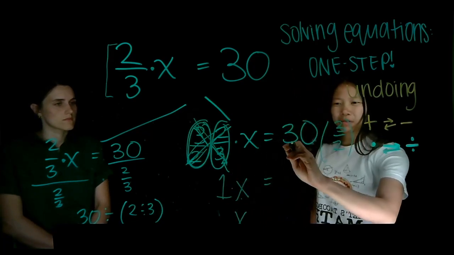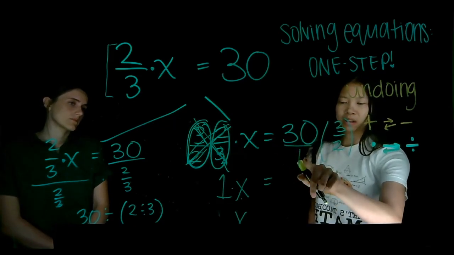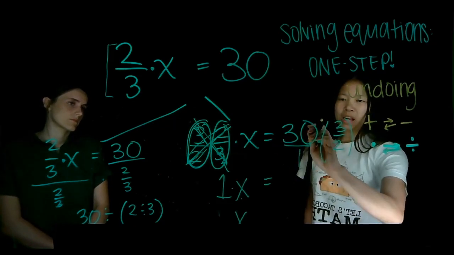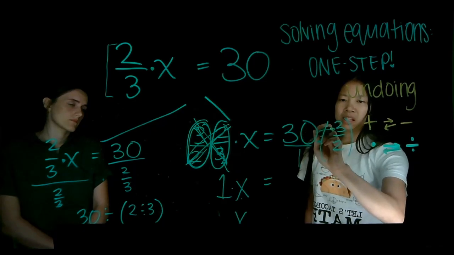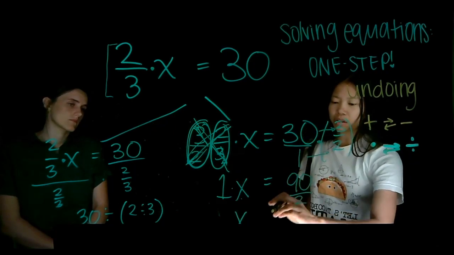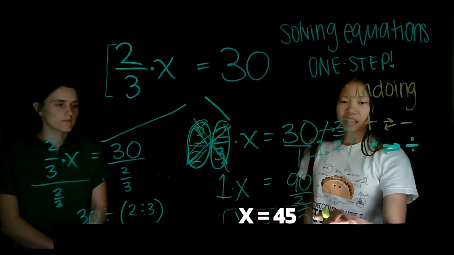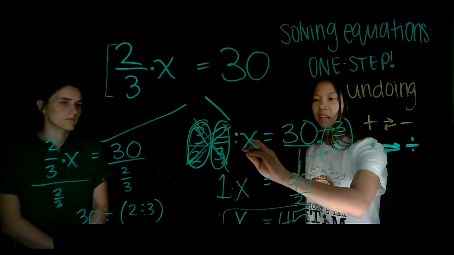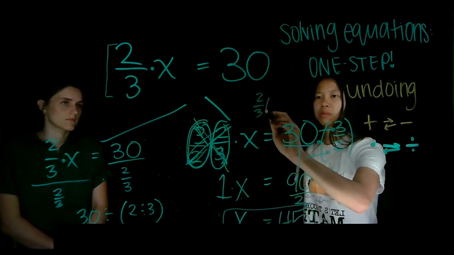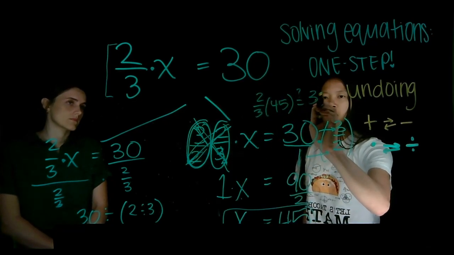When you're multiplying fractions, you can think of this as 30 over 1, because 30 divided by 1 is 30, and then you can just multiply across. So 30 times 3 is 90, and then 1 times 2 is 2, so 90 over 2, or 45. And again, you can plug 45 back in and do 2/3 times 45. Does that equal 30? And it does.